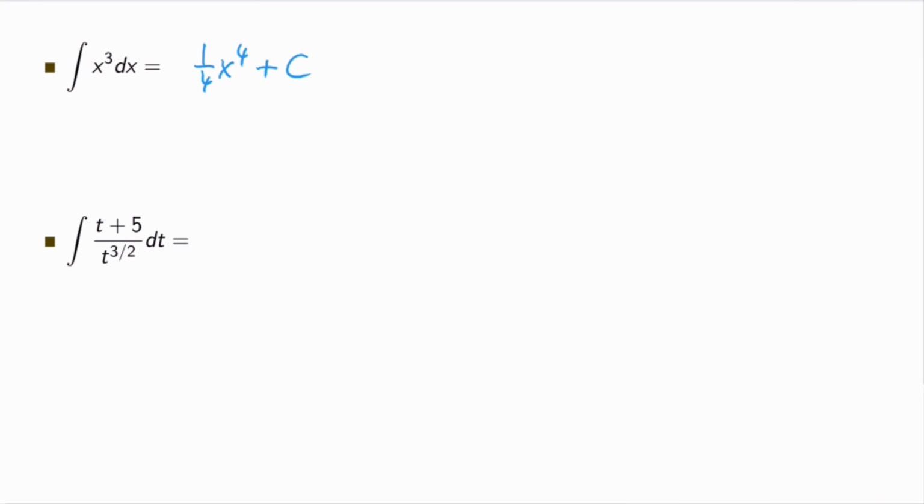We can do more complicated things like the integral of t plus 5 divided by t to the 3/2 dt. Now the integration variable is t, right? So this dt kind of indicates what the integration variable is called here. So we have a function of t. We write this as an integral of t divided by t to the 3/2 plus 5 divided by t to the 3/2 dt. And then this is integral. So we get t to the 1 minus 3/2, which is 2/2 minus 3/2, which is minus 1/2, plus 5 t to the minus 3/2 dt.